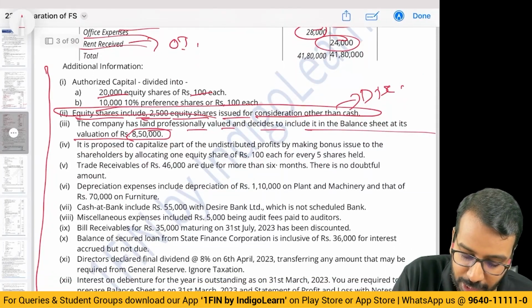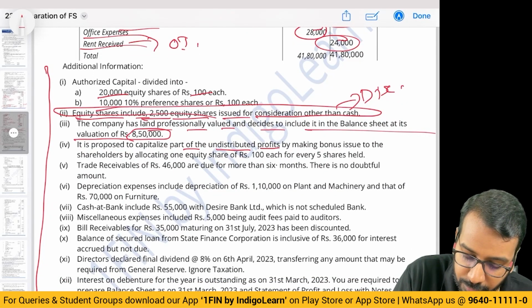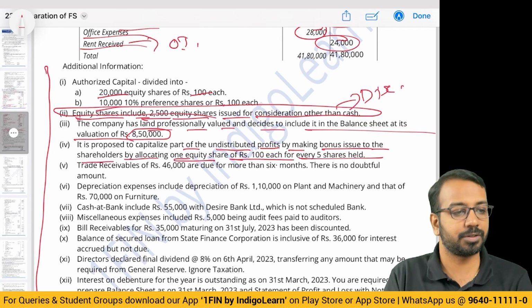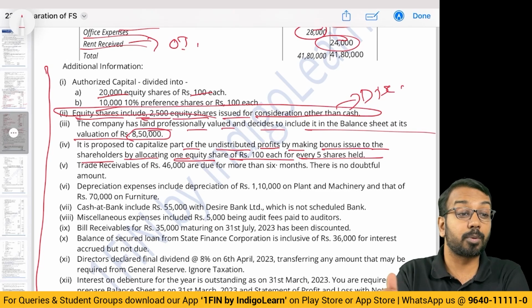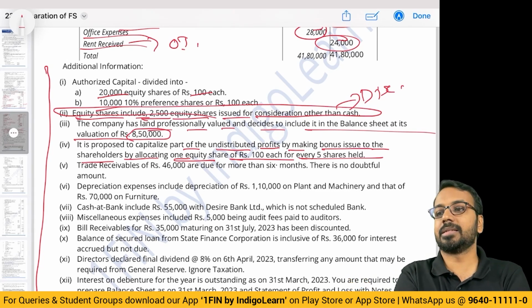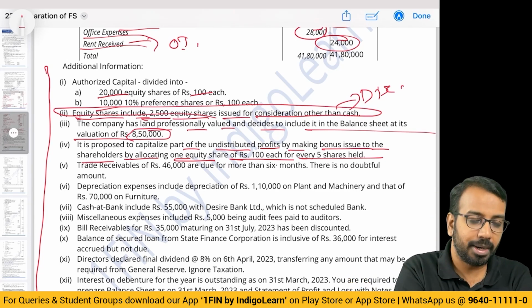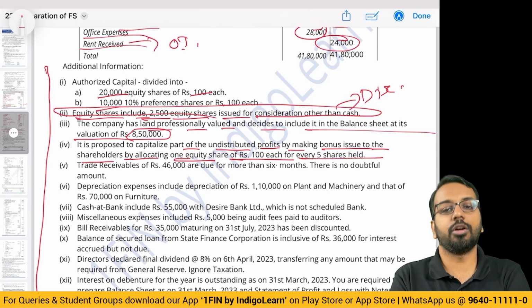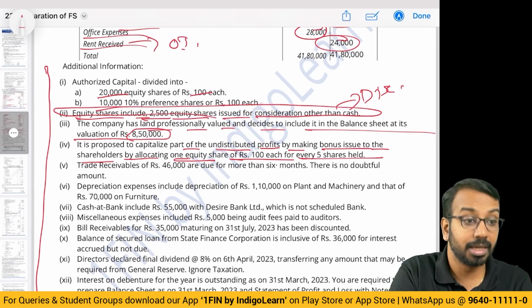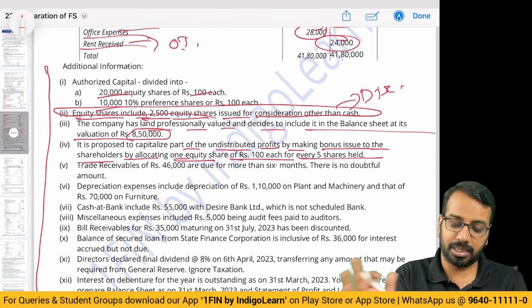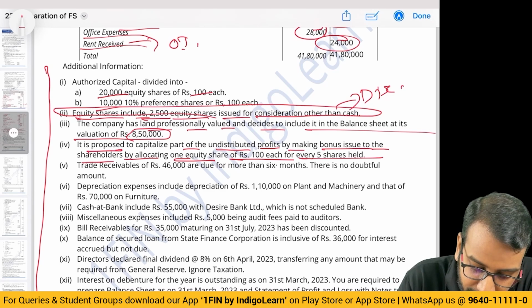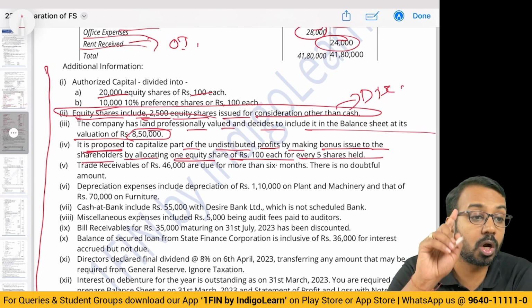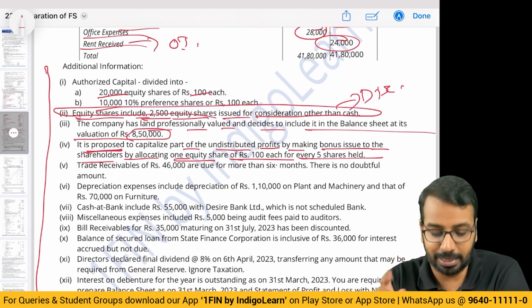It is proposed to capitalize part of undistributed profit by making a bonus issue to the shareholders, allocating 1 equity share of rupees 100 each for every 5 shares held. Now they have said it is proposed. You can assume that the bonus issue has already been made and make the adjustment, or you can assume that it has not been made. It is just in the proposal stage and nothing needs to be done. You have to read very carefully. Proposed means not yet approved. The company has not yet made it.